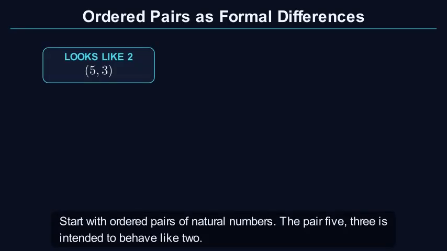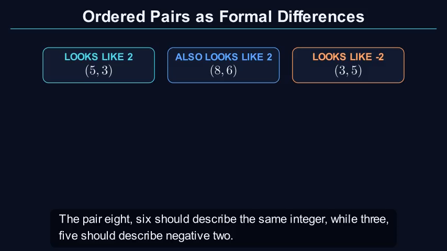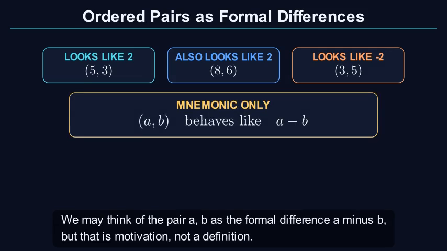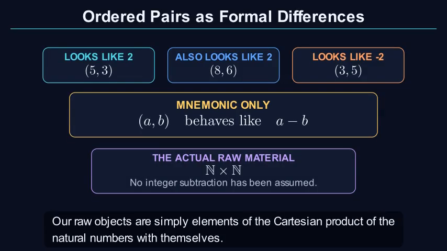The pair 5, 3 is intended to behave like 2. The pair 8, 6 should describe the same integer, while 3, 5 should describe -2. We may think of the pair a, b as the formal difference a minus b, but that is motivation, not a definition. Our raw objects are simply elements of the Cartesian product of the natural numbers with themselves.